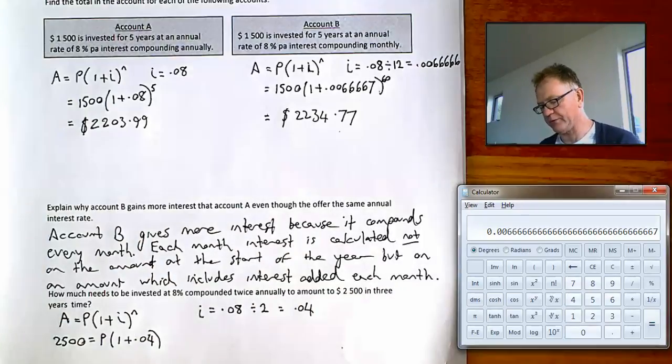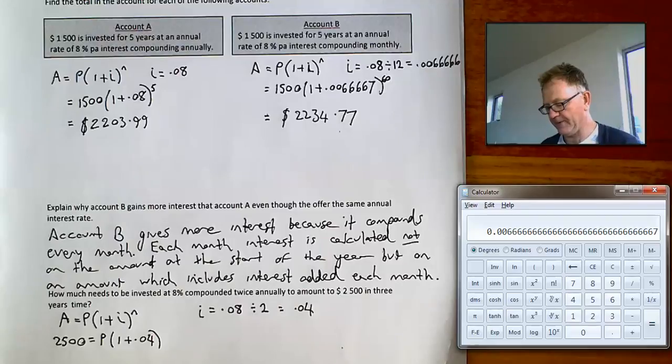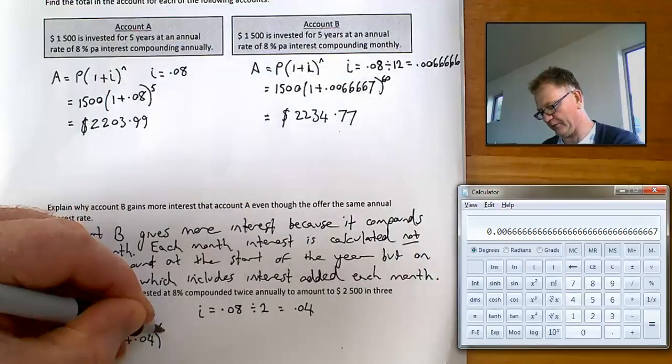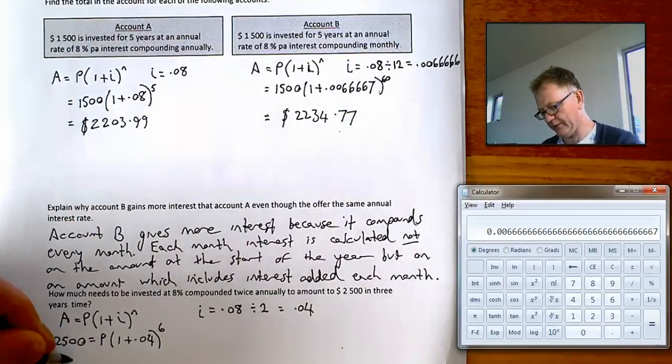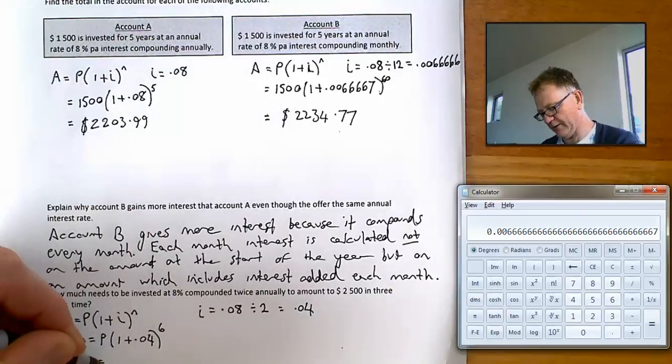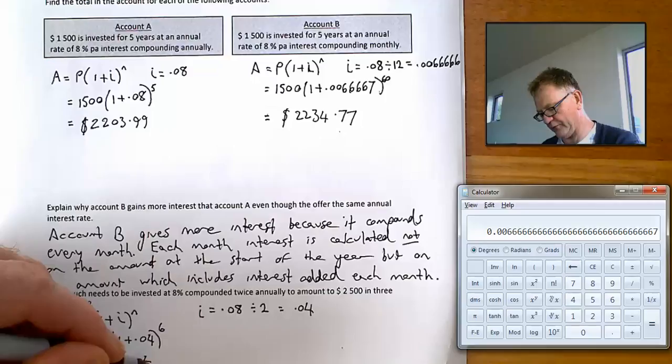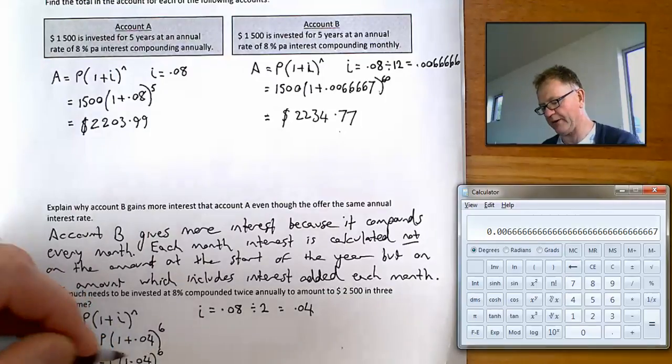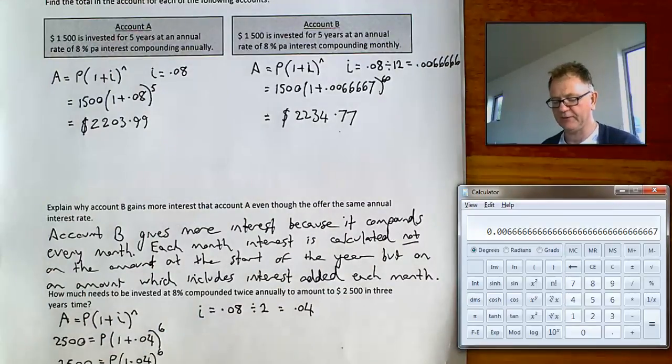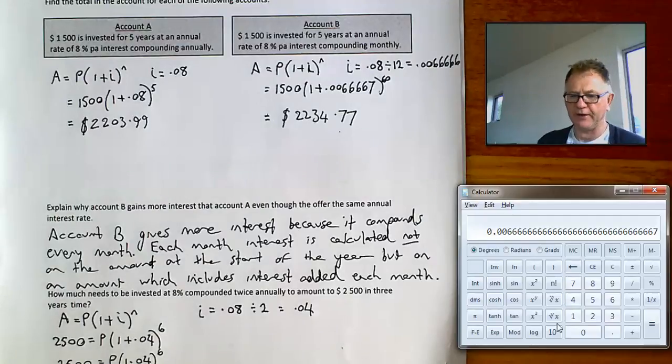And how many times will interest be added? It's being added twice per year for 3 years. Well, that will make 6 times all in all. So 2,500 equals P times 1.04 to the power 6. Now, only the 1.04 is raised to the power 6. So I think I would start by doing that first.